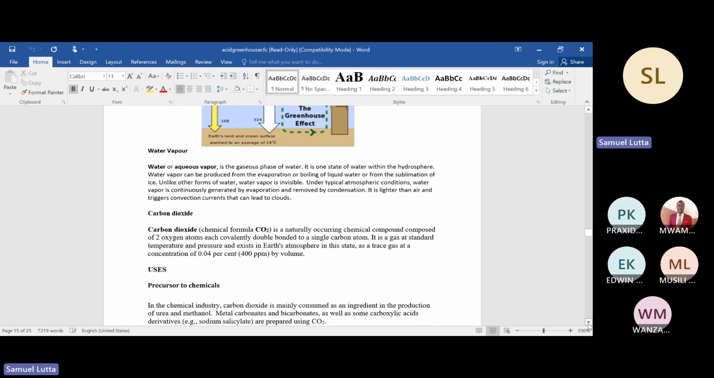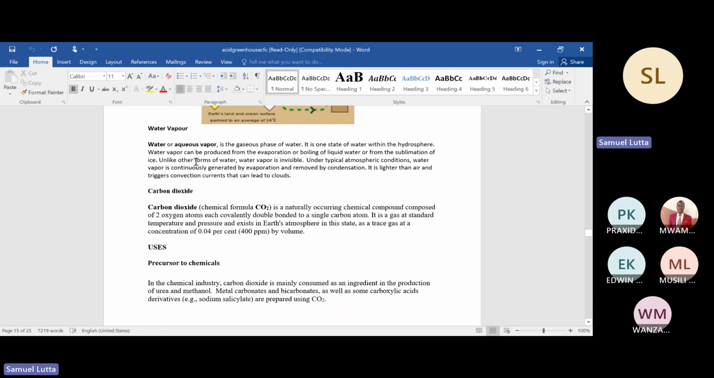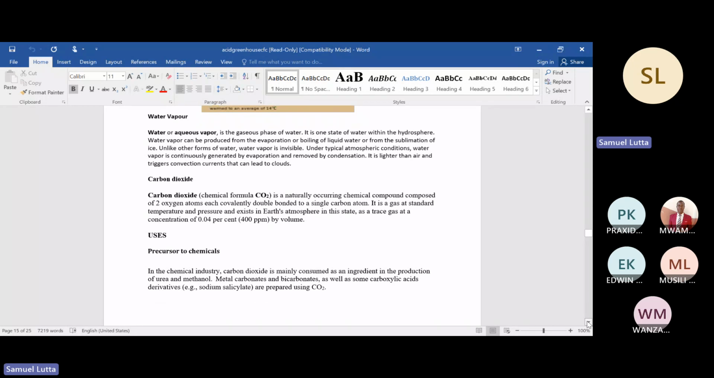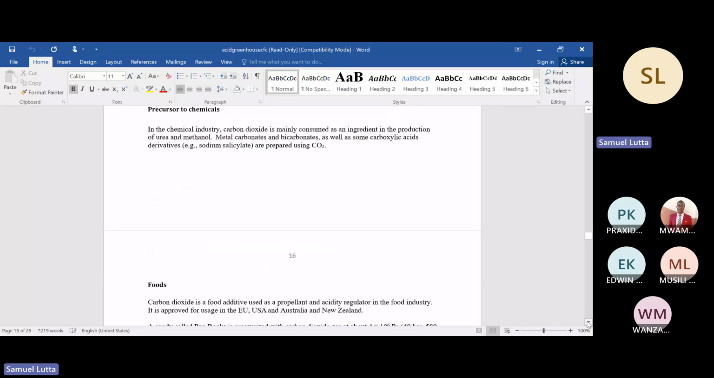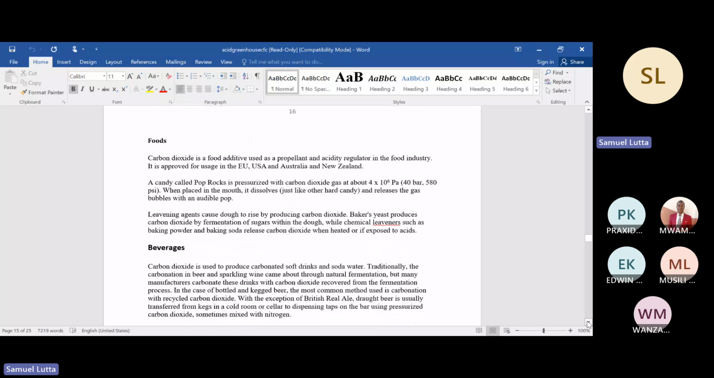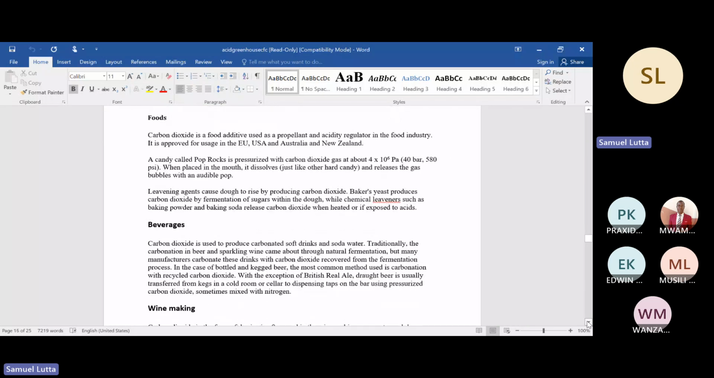So the major components of this, we have talked about water vapor, we have talked about carbon dioxide, we have also talked about the CFCs. Now, carbon dioxide, I think here we are just talking about the source.